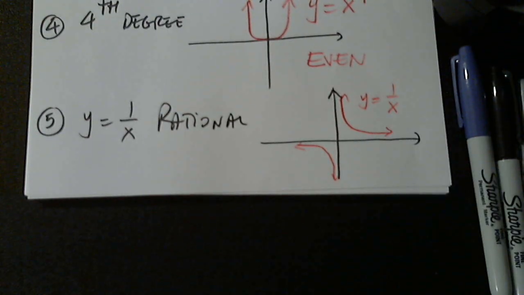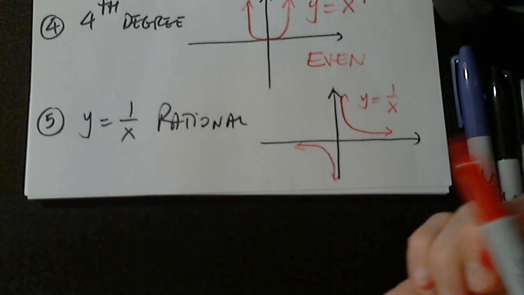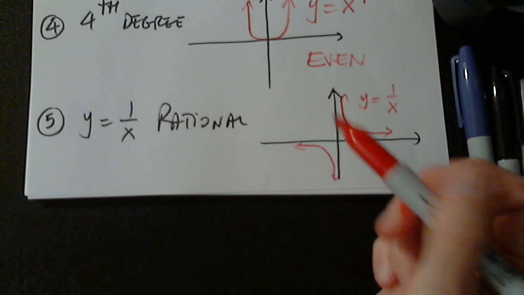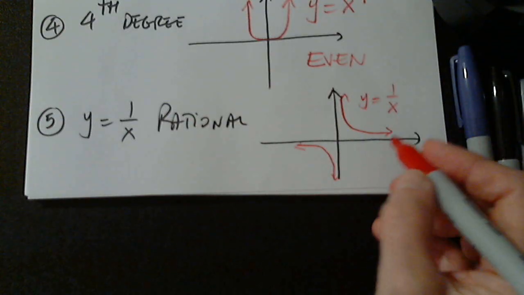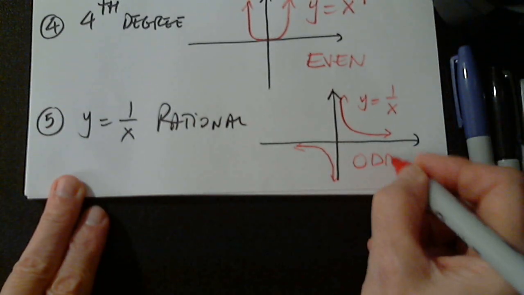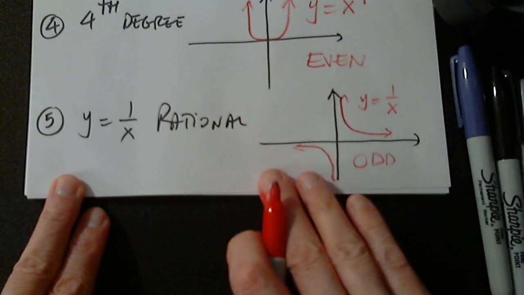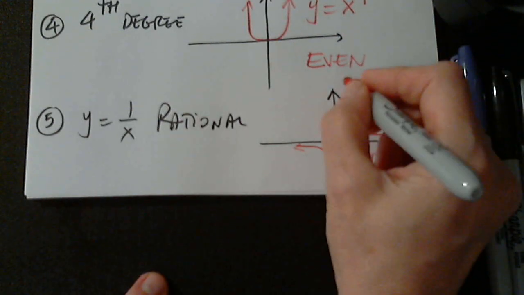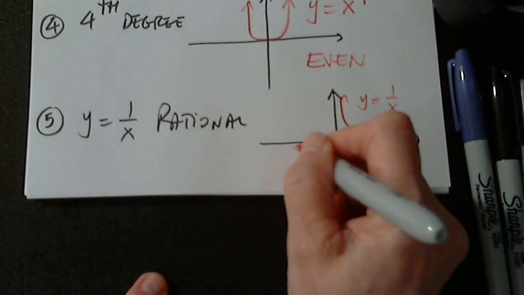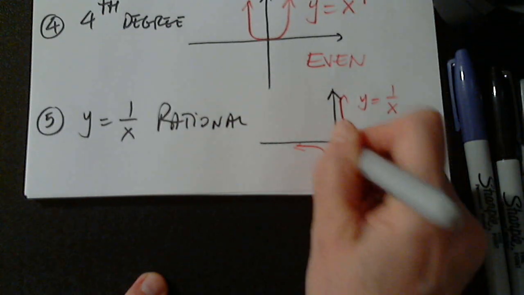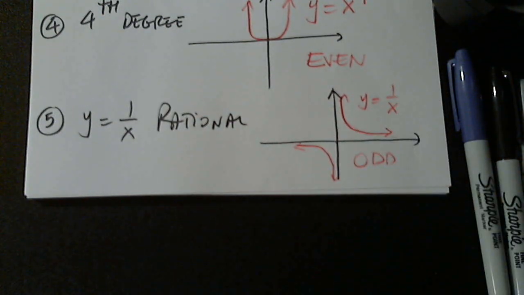Odd, even, or none of the above? It's odd. Symmetry with respect to the origin. This piece is a mirror image of this piece with respect to the origin. Good. That was rational. Now let's look at radical. I'm on page 5.